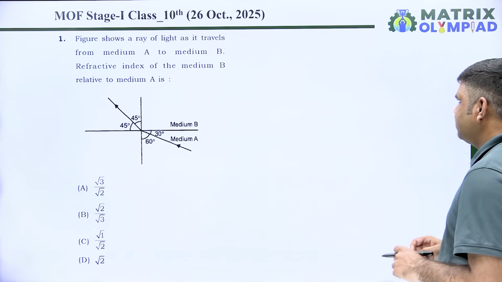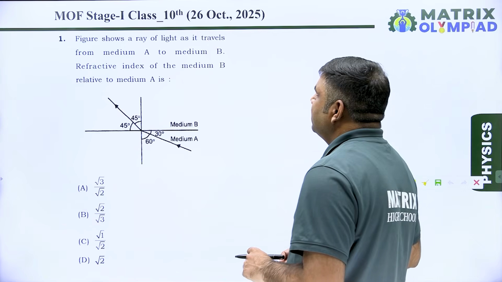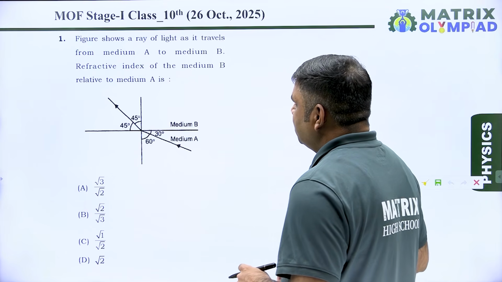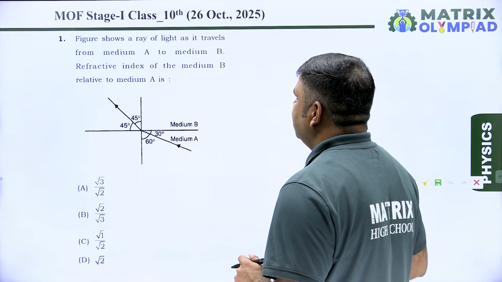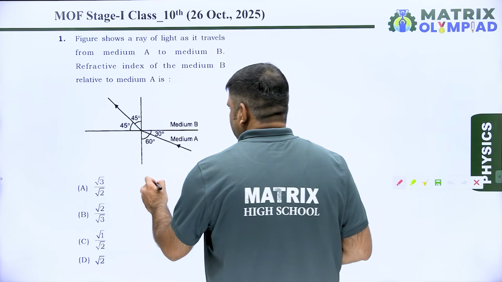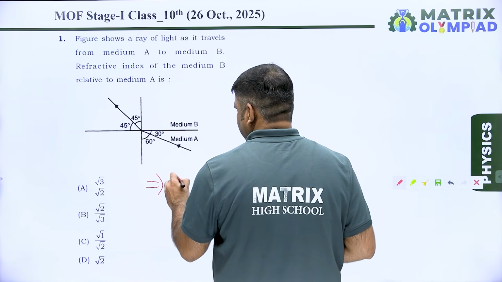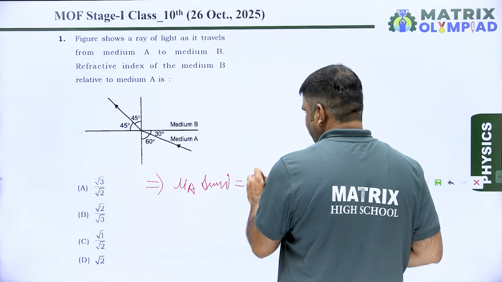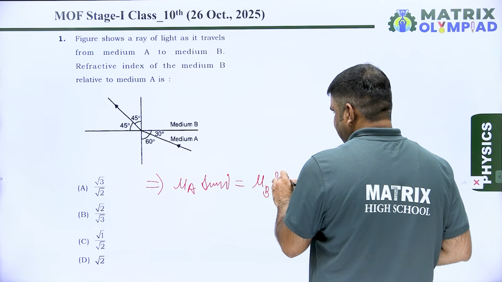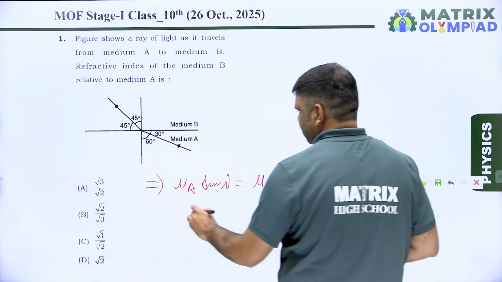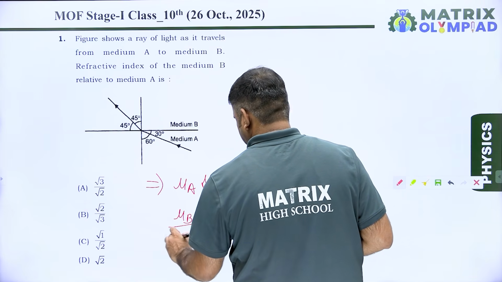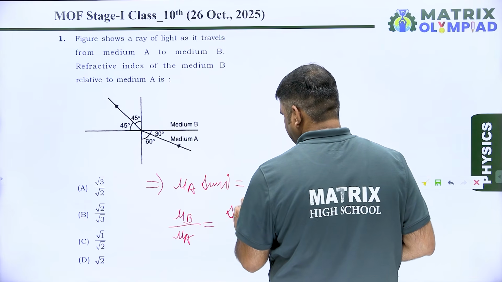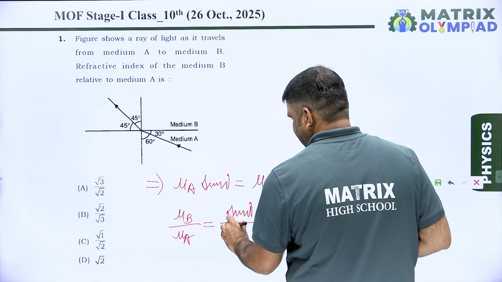So in question number first, we have a figure showing a ray of light as it travels from medium A to medium B. Refractive index of the medium B relative to medium A. So we are going to use Snell's law. So mu of A sin I equals mu of B sin R. So mu of B by mu of A equals sin I by sin R.